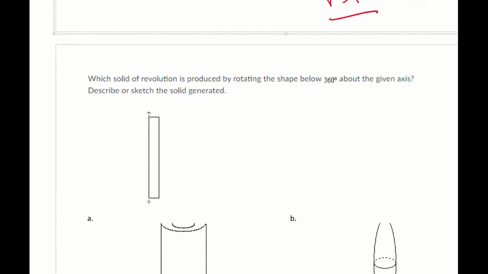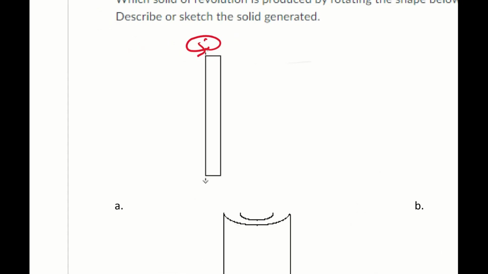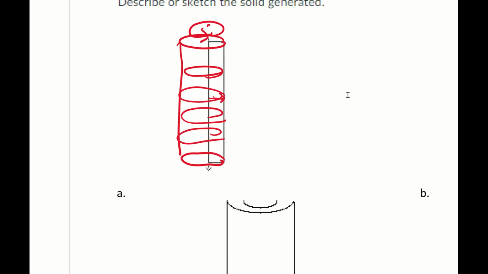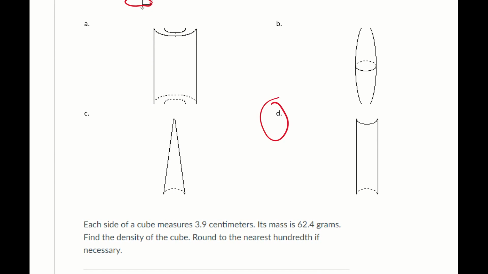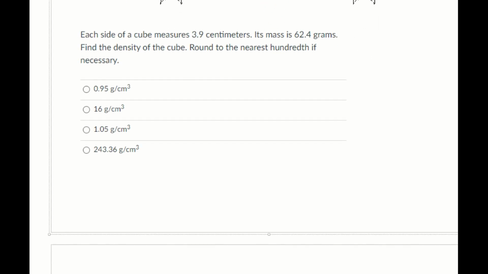All right, so for the next question, which solid of revolution is produced by rotating the shape below? So you want to rotate this about this axis here, 360 degrees. Describe or sketch the solid generated. So if I rotate this rectangle 360 degrees around, then I will get a cylinder. As you can see here, I can take this and rotate it everywhere. And so we can see that we have a cylinder, such as D.